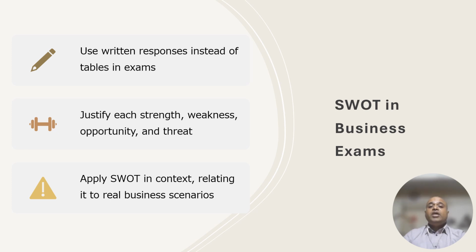Second, justify each strength, weakness, opportunity, and threat. Don't just state a factor, explain why it matters to the business. For example, if discussing a weakness, instead of saying "weakness: high production cost," write: Tesla's high production costs are a significant weakness because they reduce profit margins and make it difficult to compete with lower cost electric vehicle manufacturers. Justification shows critical thinking and improves your exam score.